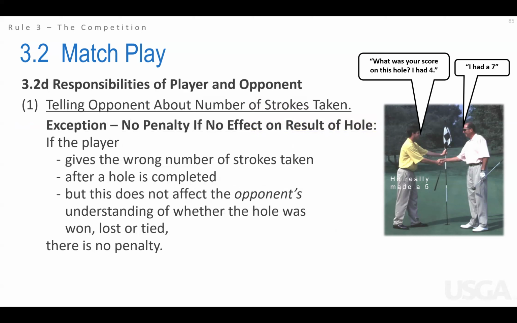One weird exception: we can still give the wrong number of strokes, but there's no penalty if it has no effect on the understanding of the result of the hole. So if my opponent has a 7 on the hole and I told my opponent I had a 4 when I really had a 5, the result of the hole is the same. I still won the hole, and it doesn't affect the player's thinking or his understanding of whether that hole was won, lost, or tied. So no penalty in that scenario.